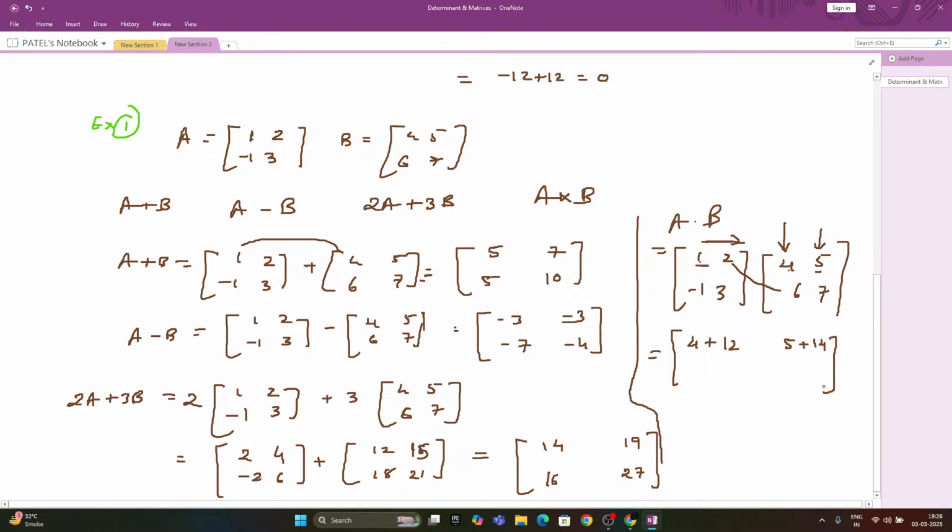Then similarly, row second we have to take. So minus 1 into 4 it is minus 4. 3 sixes are 18. Minus 1 into 5 is minus 5 and 7 threes are 21. So 4 plus 12, it is 16. 4, 5 plus 14, it is 19. 18 minus 4, it is 14. And 21 minus 5, it is 16. So this is your multiplication form.